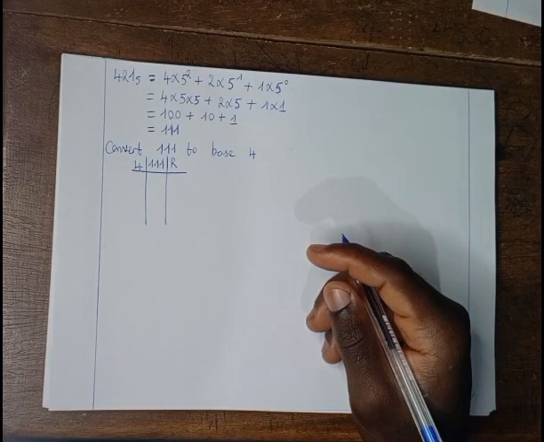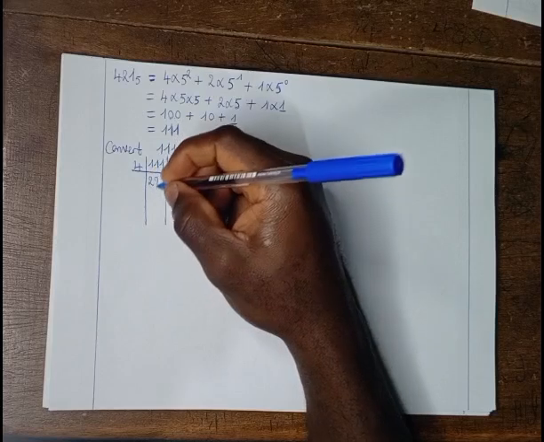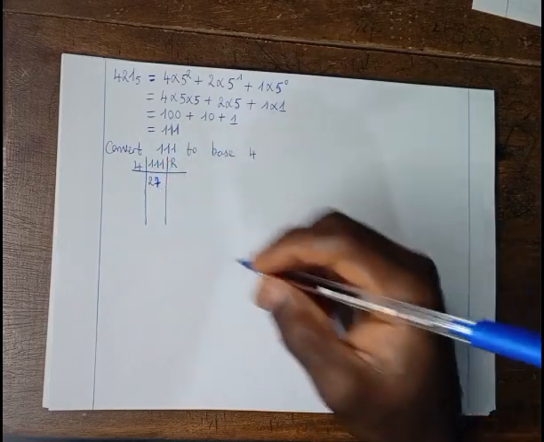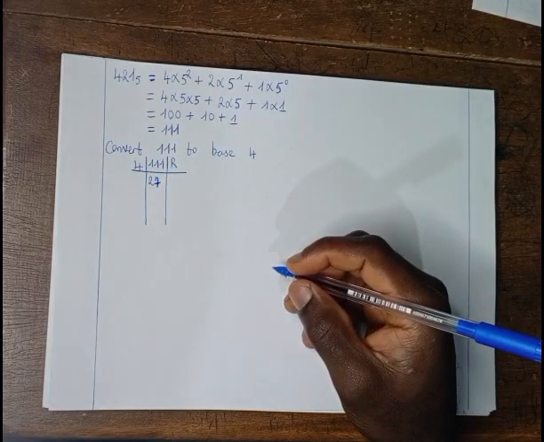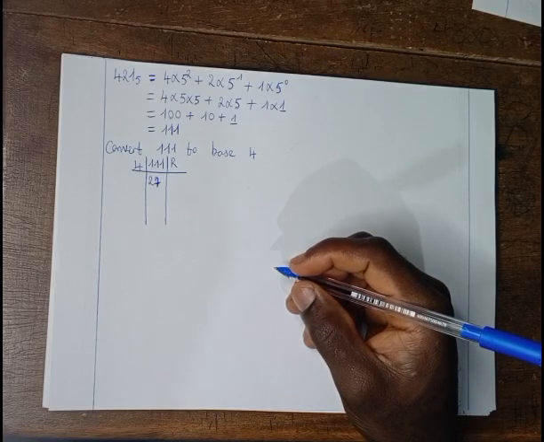Next we have to divide 111 by 4. The whole number part is simply 27. Next we need to get the remainder. Take 27 times 4 gives us 108.